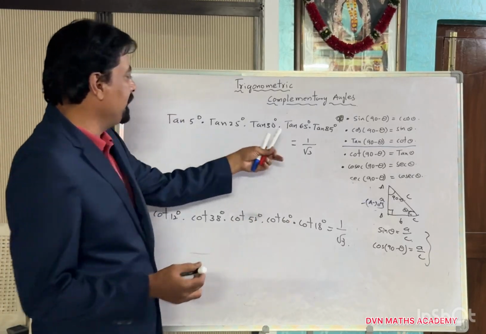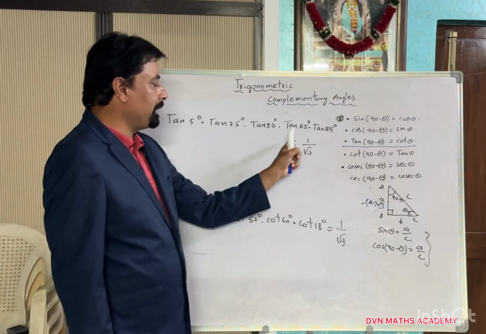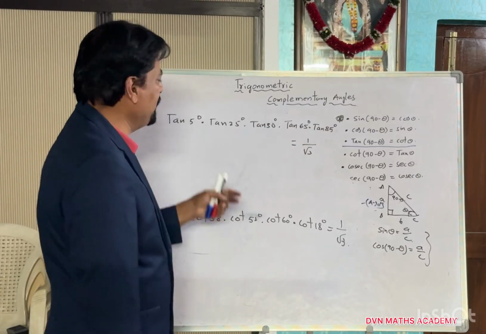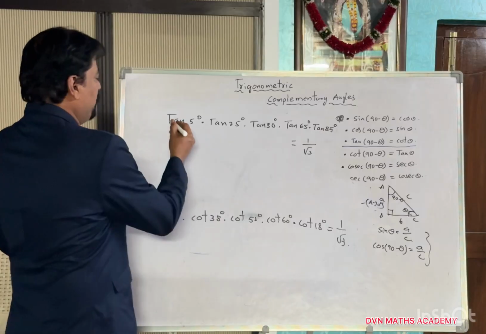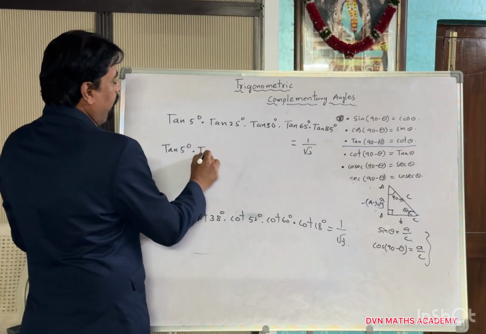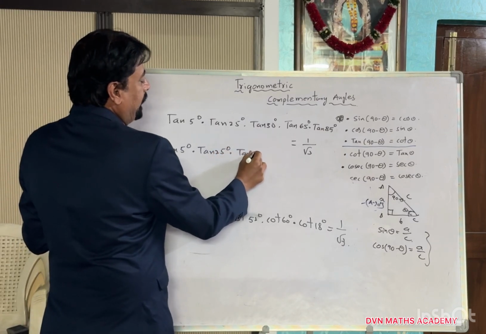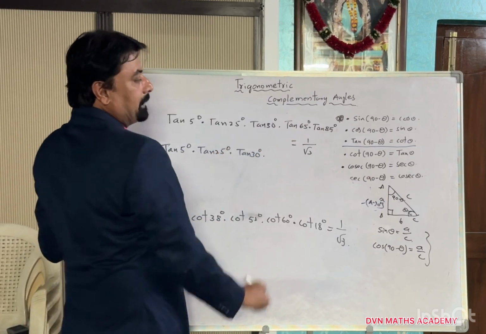So the first question is in tan terms and the second question is in cot terms. How to prove this value is equal to 1 by root 3? It is very easy. For example, take the first question: tan 5 degrees into tan 25 degrees into tan 30 degrees into tan 65 degrees into tan 85 degrees.